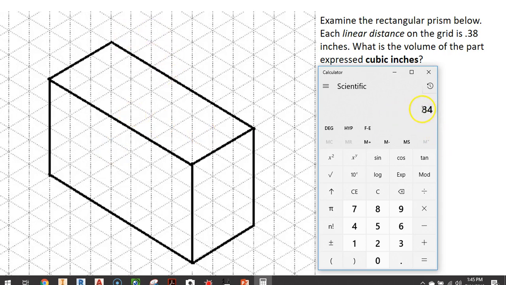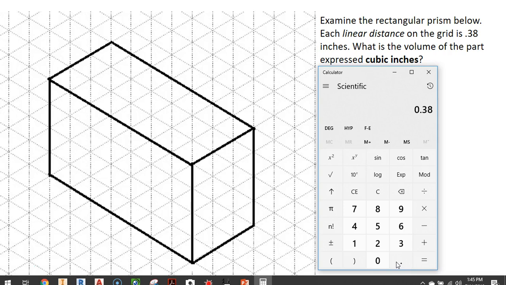So we're going to remember that 84 number. I'm just going to right click on the 84 and go to copy. Then we're going to clear our calculator. Now it's saying each one of these distances is really 0.38 inches, just a little over a third of an inch. So what's the total volume of just one of these cubes?